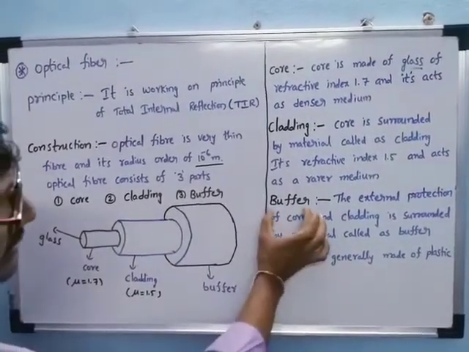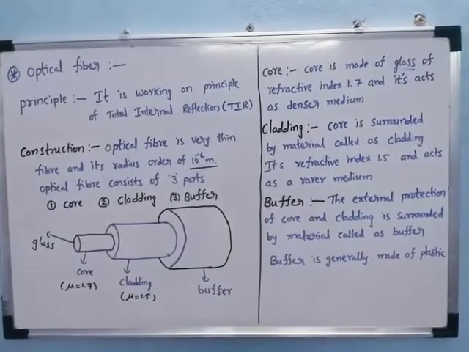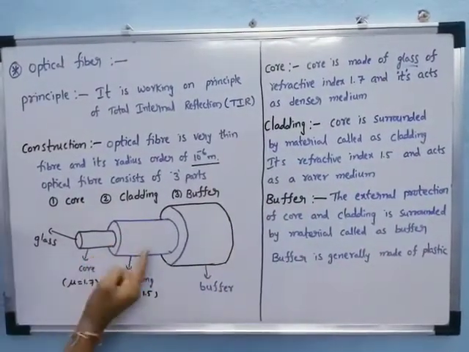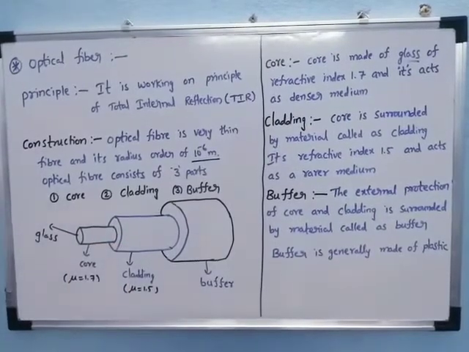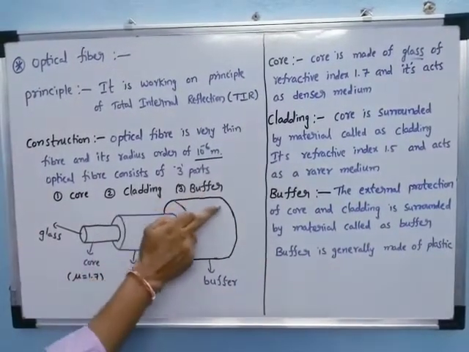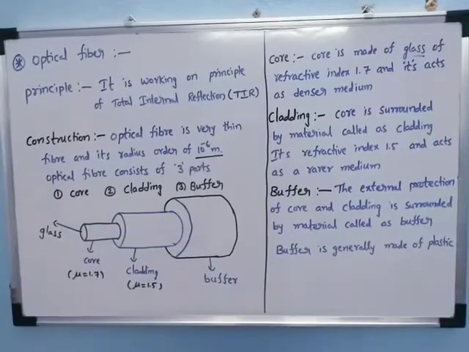Next we discuss the buffer. The external protection of the core and cladding, the material surrounding them, is called the buffer.